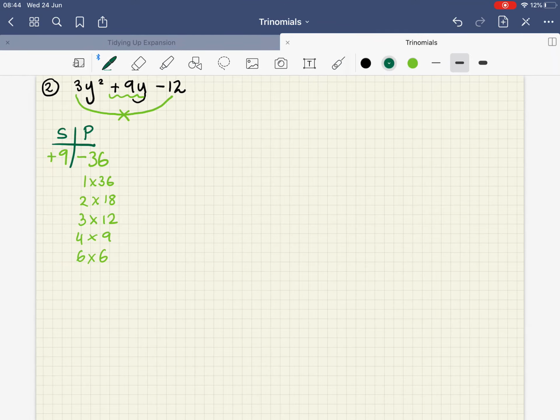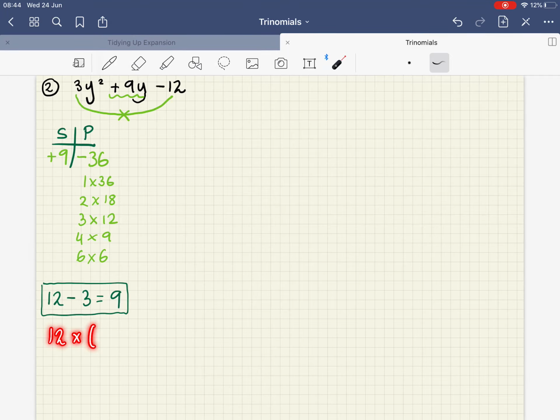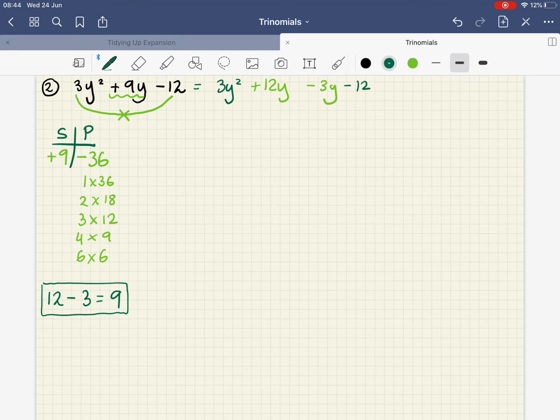Well, 12 take away 3 would give me 9. And I can just double check to make sure that my positive and negatives definitely work. Because if I do 12 times negative 3, that will give me negative 36, which is what I have originally in my product. So splitting that middle term into plus 12y minus 3y, splitting it down the middle.